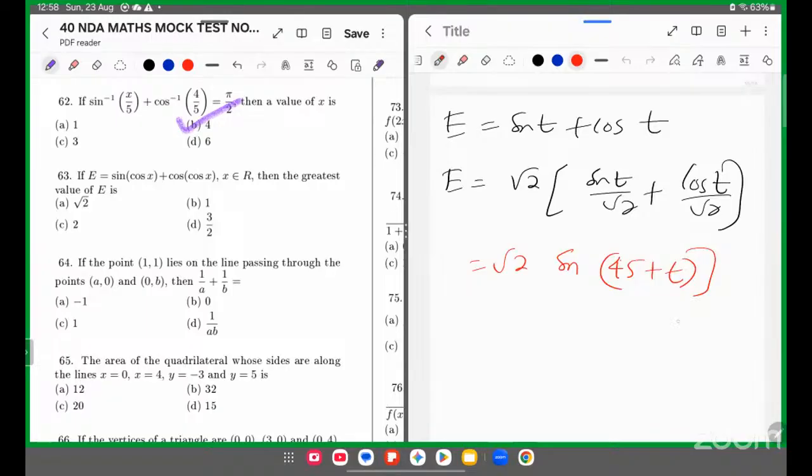Then the greatest value: I know that the maximum value of sin is 1 only. So root 2 is the maximum possible value. Option A is the correct answer.